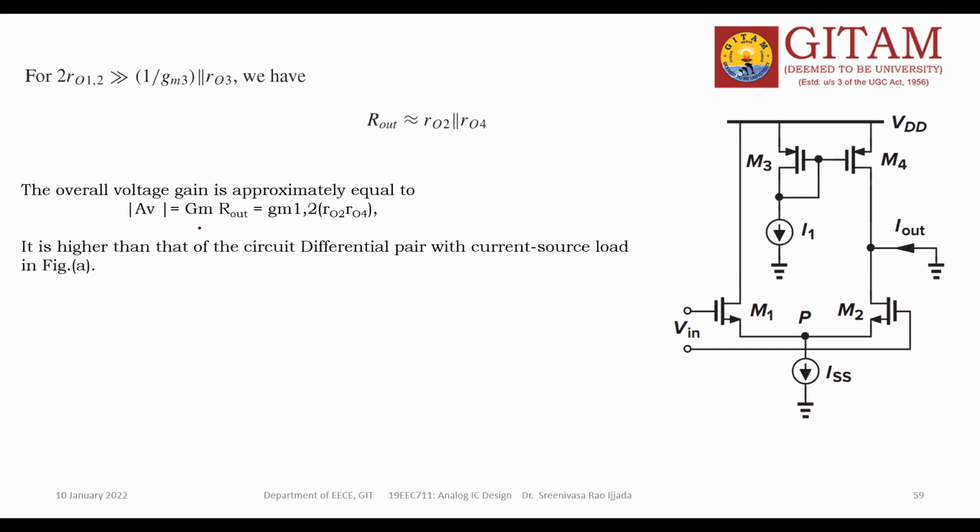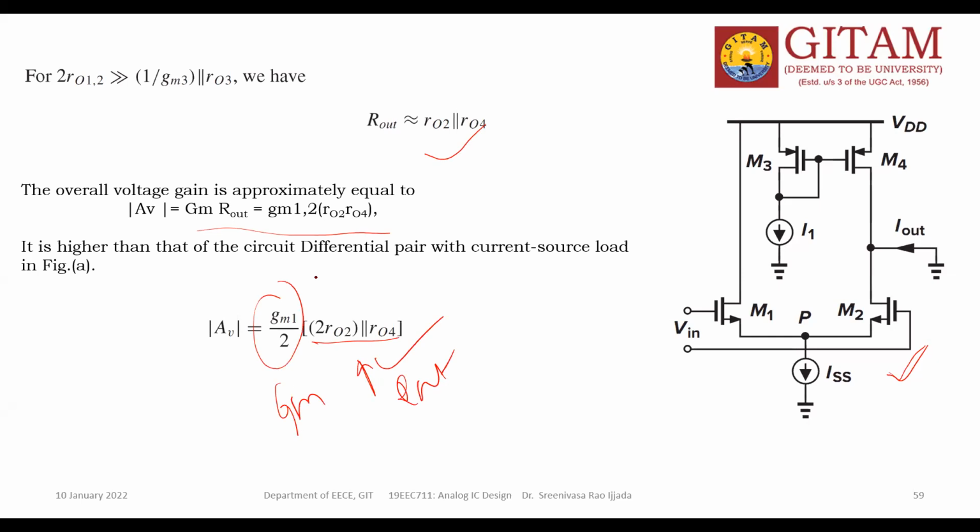So this gain of the OTA is higher than the gain which we already calculated for this circuit, the differential pair with the active current source. There we have a formula of voltage gain: GM1 by 2 parallel with this one, this is the GM value and this is the R out value. But here in the OTA, the GM value is only GM12 and the R out value is R02 parallel with R04 only.